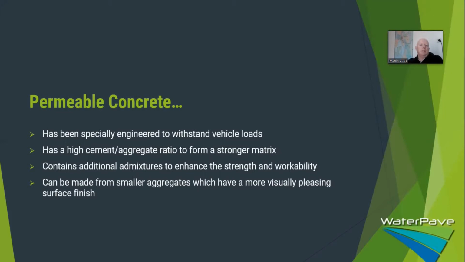Permeable concrete has been especially engineered to withstand vehicle loads, has a high cement aggregate ratio to form a strong matrix. It contains additional admixtures to enhance the strength and workability. It can be made from smaller aggregates which have more visual pleasing surface finish. So we can actually get down to a 1 mil to sort of a 3 mil blend of aggregate as well, and it still is very permeable. It just lacks a little bit of strength. So we find that the 5 to 7 mil is the best aggregate to use.